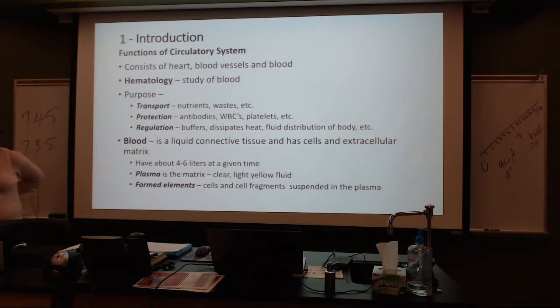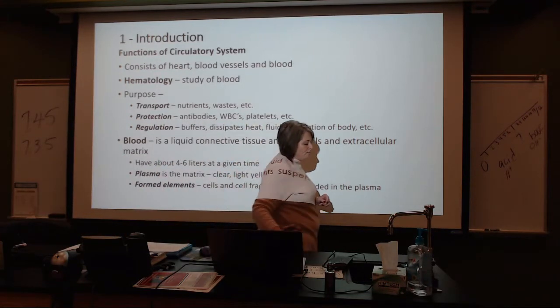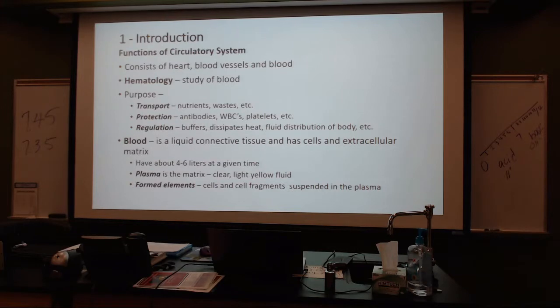Fluid distribution of the body. The blood is going to do a ton of things. Blood, now look at this. Do you guys remember from part 1 the different types of tissues in the body? Blood is a connective tissue. It's just liquid. It's going to have a matrix.